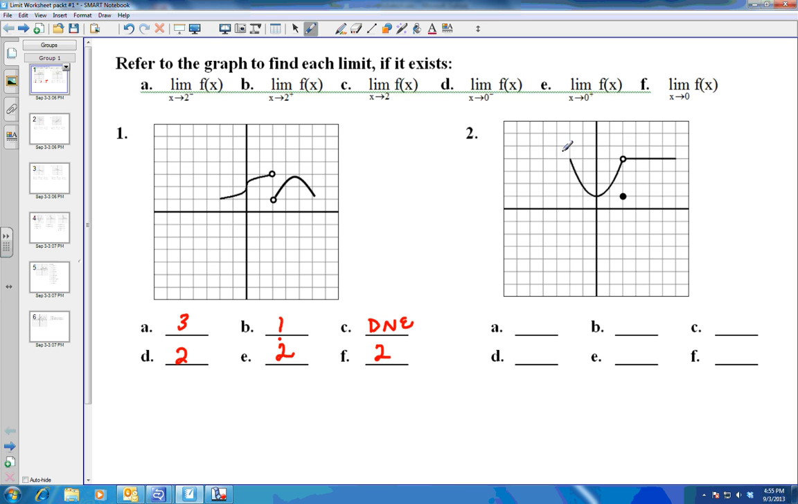Okay, number 2, the limit as x approaches 2 from the left. So I'm going to come in from the left-hand side. I'm going to follow my graph. Okay, it doesn't matter that there's this point down here. I'm going to stay with my graph. Where is my graph approaching? It is approaching 1, 2, 3, 4.